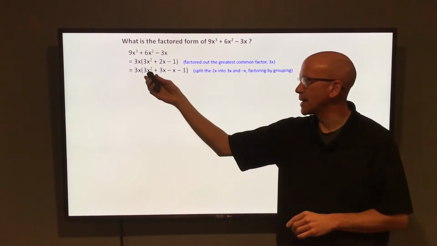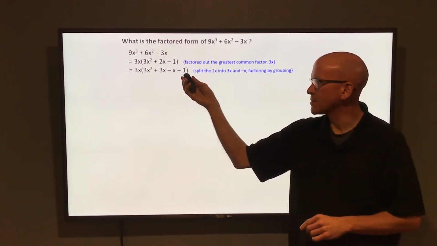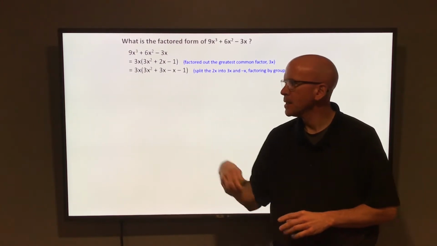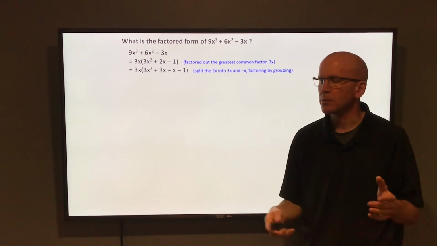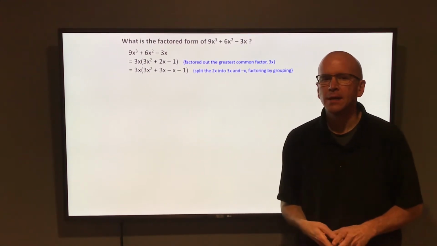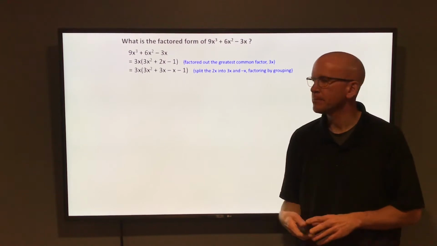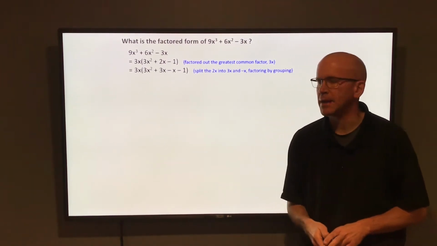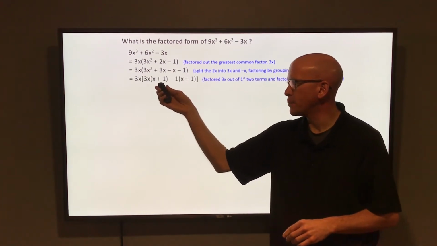We still have that 3x squared out front, and we still have the minus 1 on the end, and you still have a 3x out in front of the parentheses. Now this is why it's called factoring by grouping. We're going to group those first two terms together, the 3x squared and the 3x, and factor out a common factor. 3x is a common factor to those two terms, so if you factor 3x out, you end up with x plus 1 in parentheses.